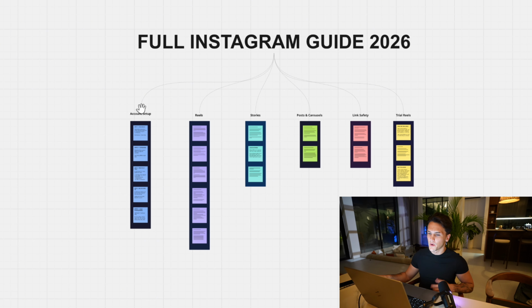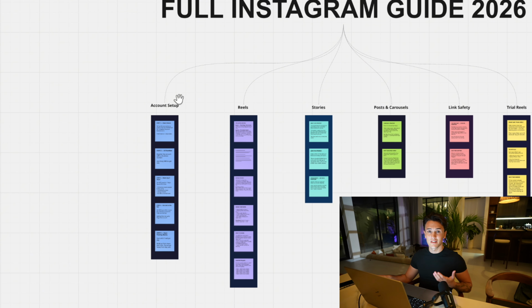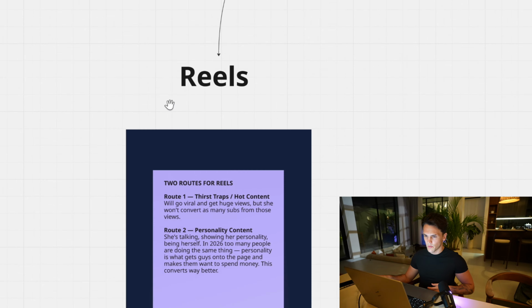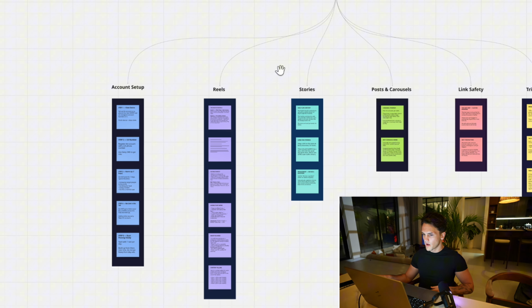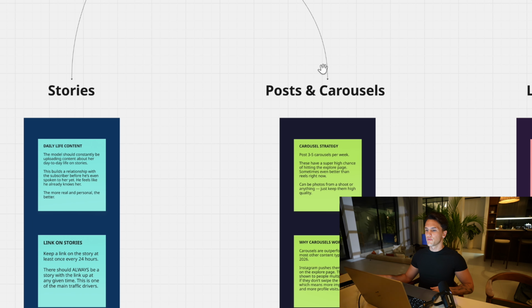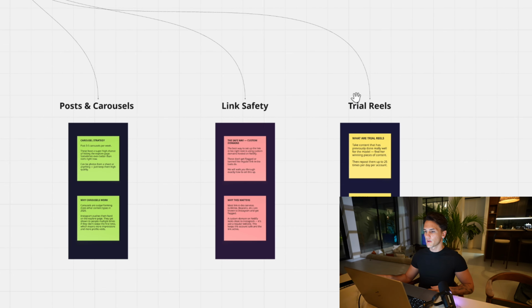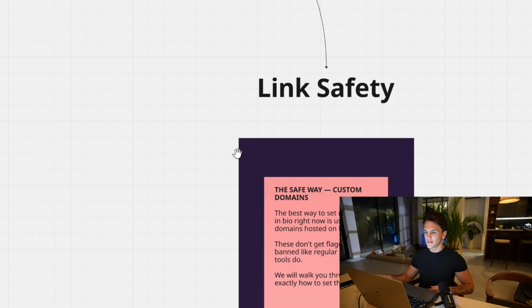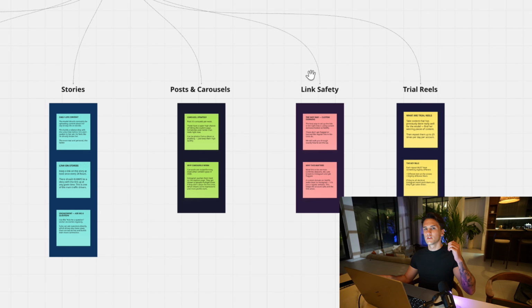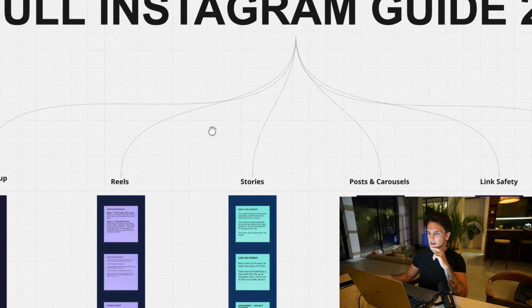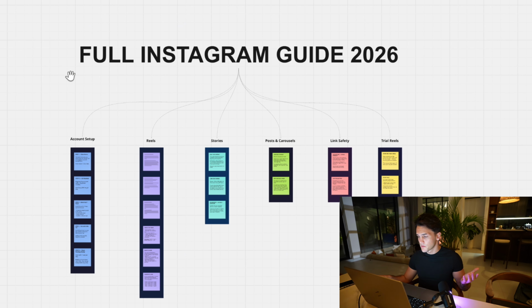Instagram. So I'm gonna be going through the account setup, how to actually set the account up if you need to, the reels, we're gonna go through stories, we're gonna go through posts and carousels, we are gonna go through link safety, and we're also gonna go through trial reels. As you know, link safety is extremely important right now. So I'm gonna be teaching you guys exactly how you can make your link as safe as possible. We're not going to be using link.me or any other link providers. We are going to be doing it from scratch.